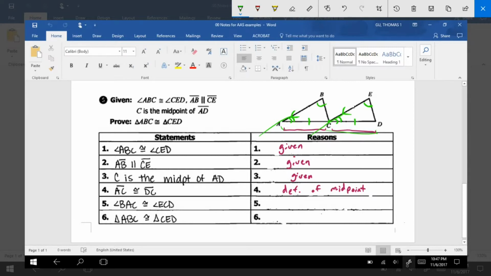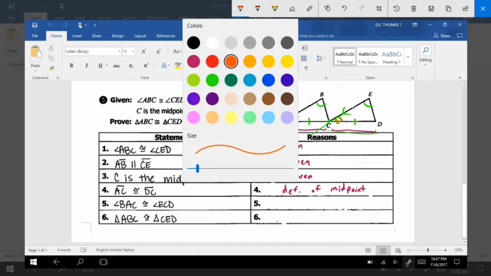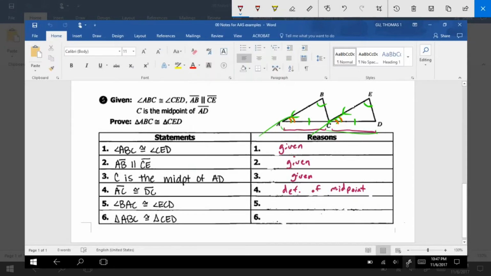BAC, which is, I'm going to use a darker color so you can see. I'm going to use the orange, okay? BAC is right here. And ECD is right here. What relationship do these two angles have? They are corresponding angles. And corresponding angles, do you remember the special rule about corresponding angles? I'm going to go ahead and write that here. Corresponding angles. If the two lines are parallel and the transversal is going through them, then corresponding angles are congruent. So that is what we can use, the corresponding angles.